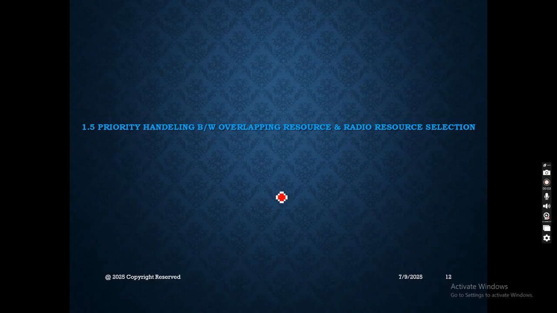Welcome back in submodule 1.5. Here we will discuss the priority handling between overlapping resources and the radio resource selection. There are two concepts we are going to discuss: how the handling is done in case of overlapping resources, and how radio resource selection will trigger. So let's move on.